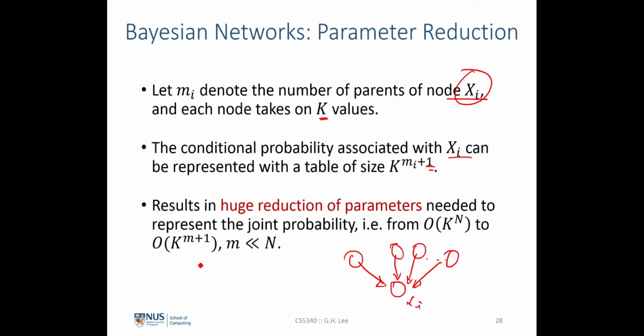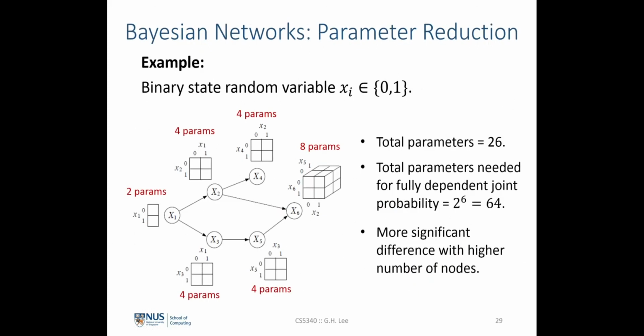So we can see that this will be a reduction of k to the power of n to k to the power of m plus 1, where n here represents the total number of random variables in the graphical model, whereas m plus 1 over here represents the local independence, the parent-child relation, where m is a lot lesser than n. So here's an illustration of the total number of parameters that is needed to represent this particular graphical model, or the Bayesian network that we saw earlier.